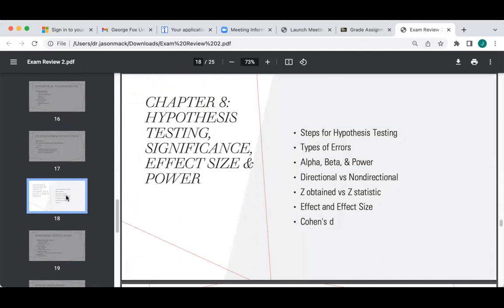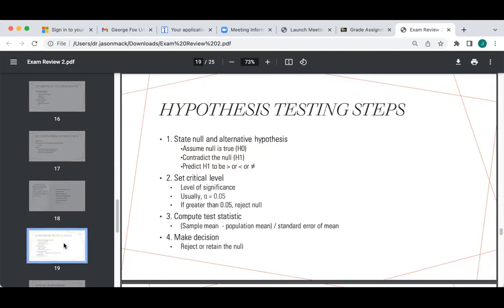For chapter 8, it goes over hypothesis testing. We went over the types of errors, alpha, beta, power, z statistic over z of p. So for hypothesis testing, we had to state the null, which is the H0, and the alternative hypothesis. And usually the critical level is 0.05. If whatever value you get is greater than 0.05, you reject the null hypothesis.